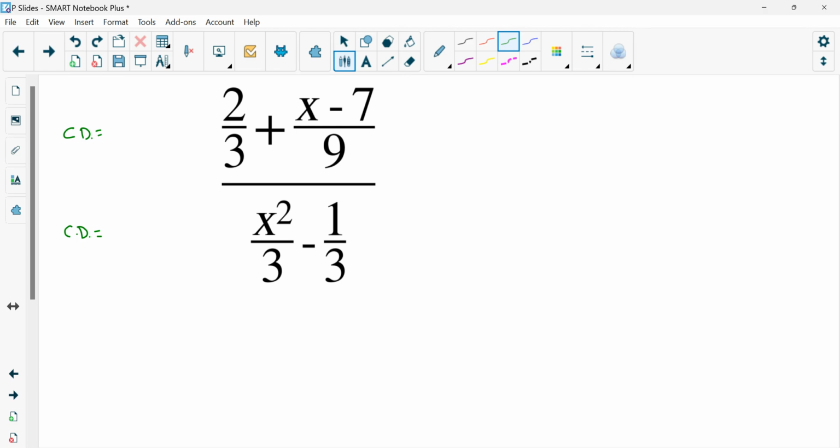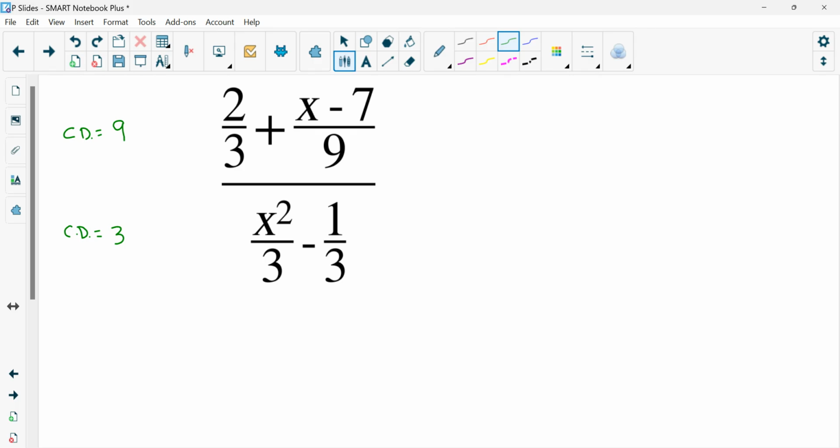Ro, what do you think? 9. 9's our common denominator. And our common denominator for the new denominator is 3. So we don't have to do anything to our bottom right now.